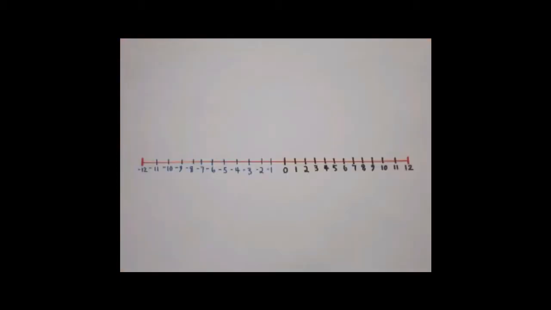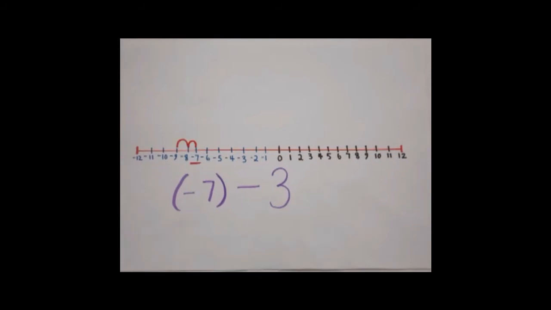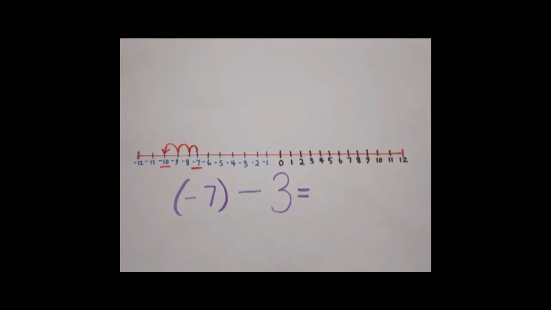Integers can also be subtracted using a number line. For example, -7 subtract +3. Start off with -7 on your number line and move 3 spaces to the left. This is because you want to get away from the positives and you're subtracting a positive. So, your final answer will be the spot that you land on, which is -10. Therefore, -7 subtracted by 3 gives you an answer of -10.